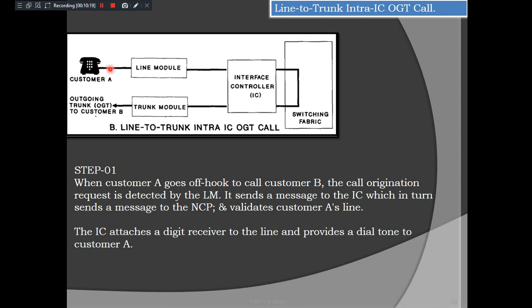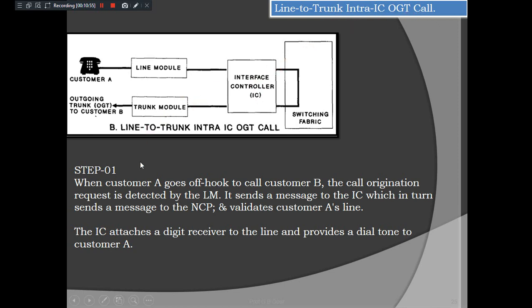Here two customers are there. Customer A, as usual, is going to make the call request, connected to the interface controller with a separate line module. Now the second customer is, a good example, dialing STD, whose destination customer is in a different district, different region. Here we will get the trunk module, but both are connected to the same IC. That's what is known as a line to trunk intra IC, an outgoing trunk, STD call.